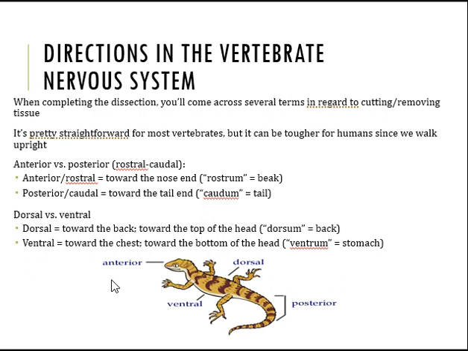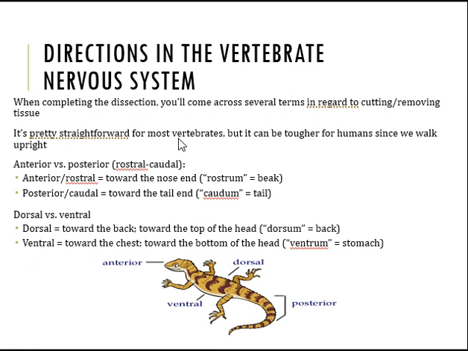But for dissection specifically, if we say something like, make an incision anterior to the optic chiasm or posterior to the cerebral peduncles, then you'll have a better understanding of where that cut should be and where you're going in the brain. So let's talk a little bit about anterior versus posterior, or the rostral caudal. These are basically synonyms of each other.